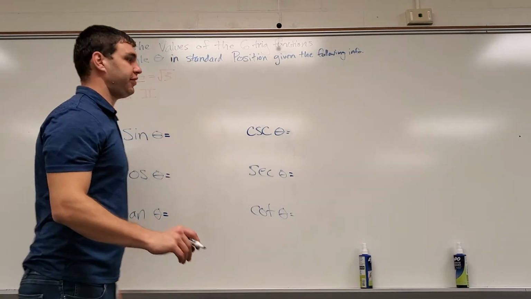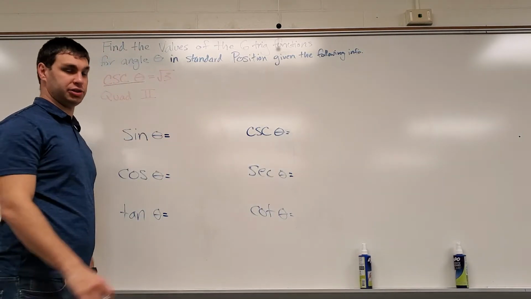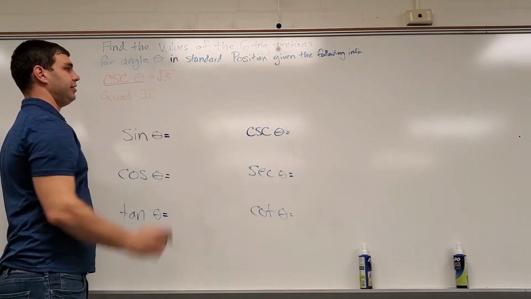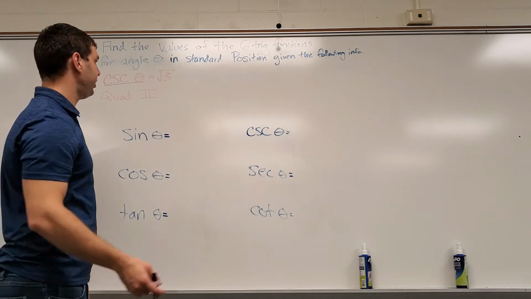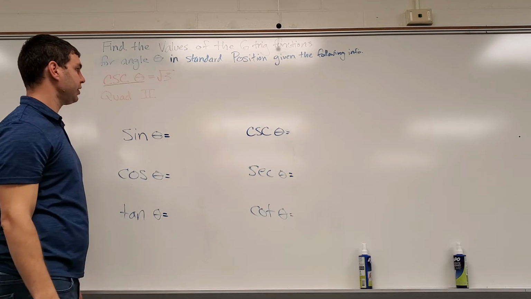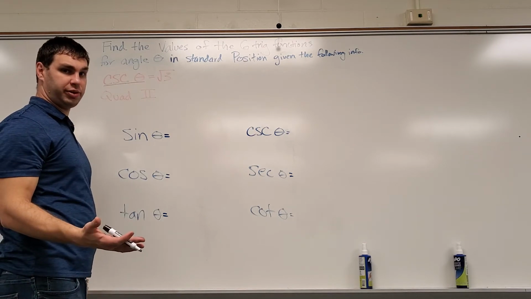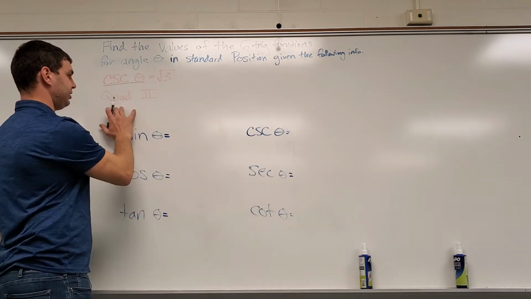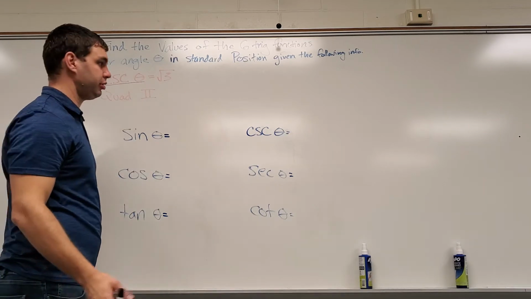All right, guys, this problem says find the values of the 6 trig functions down here for angle theta in standard position given the following information. And they give us that the cosecant of theta is the square root of 3, and also that this is in quadrant 2, okay? Quadrant 2.